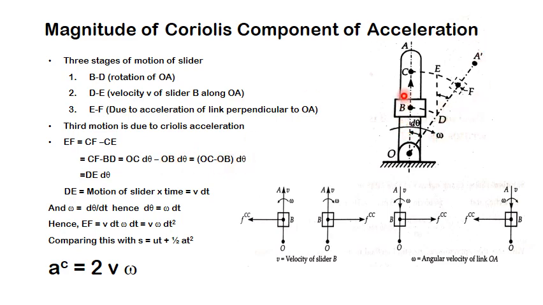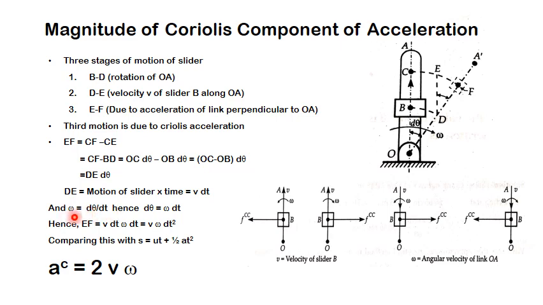And if you see here, what is OC minus OB? This one is OC and this one is OB. It is nothing but BC or DE. So DE into d theta is the expression for EF. Now, if you consider DE, it is nothing but the motion of slider along link OA, which can be expressed as displacement, so velocity of slider multiplied by time. So V into dt, and omega is equal to d theta upon dt.